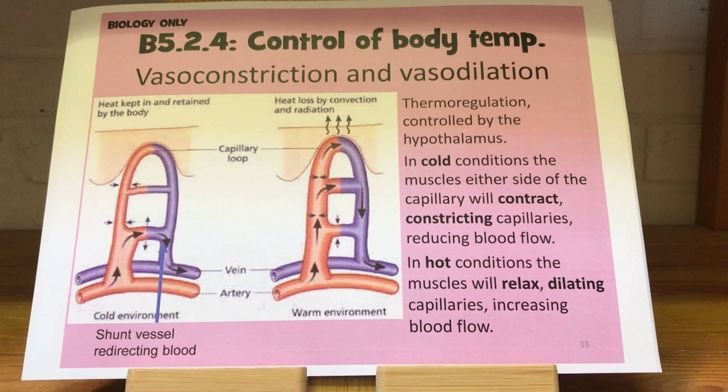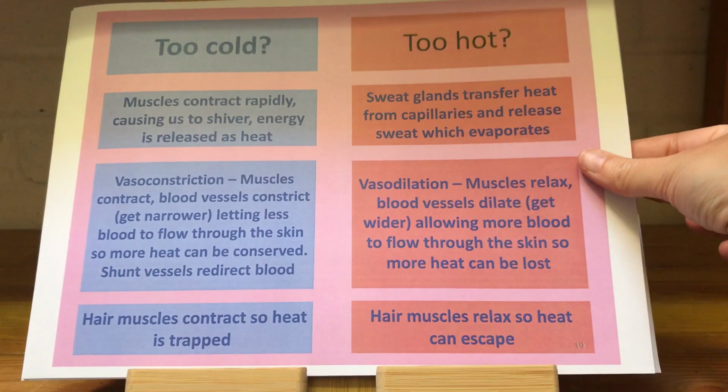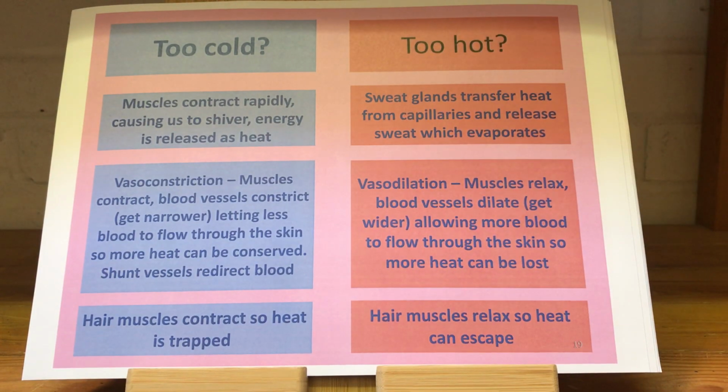Okay, let's have a look at all of the methods of controlling body temperature, and this goes back to homeostasis. Okay, so homeostasis was about maintaining body conditions, and this is maintaining body temperature. So when we're too cold, we've got that vasoconstriction. We just talked about that. Blood vessels are constricted because the muscles contract, and that reduces the blood flow through those vessels. Muscles can also contract rapidly, causing us to shiver. That releases some heat energy, which acts as a kind of blanket over our skin.